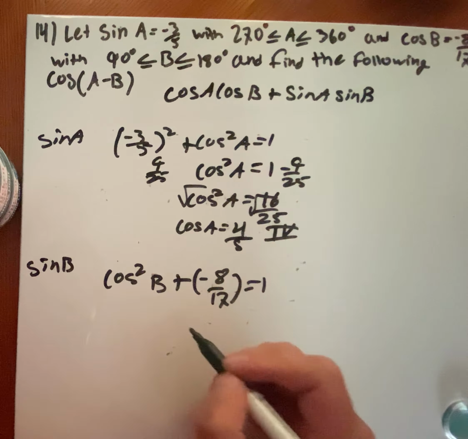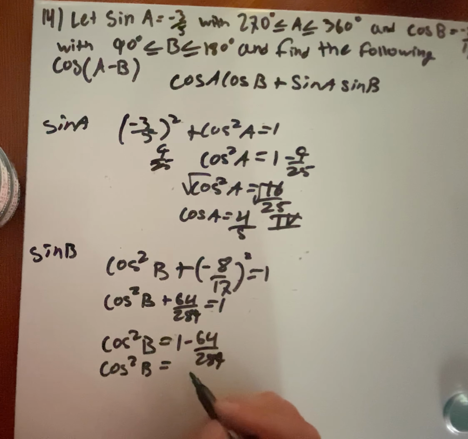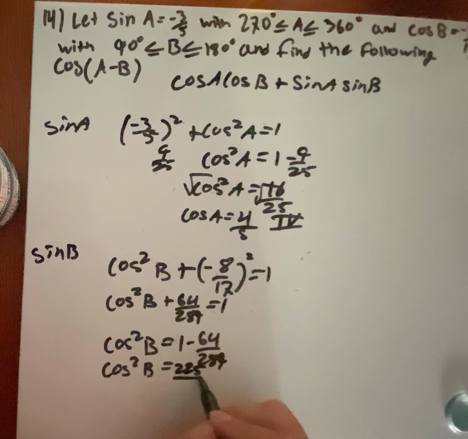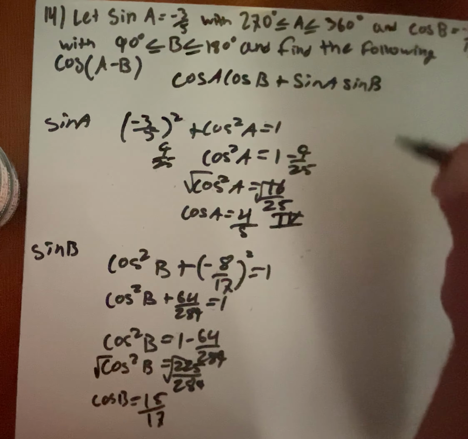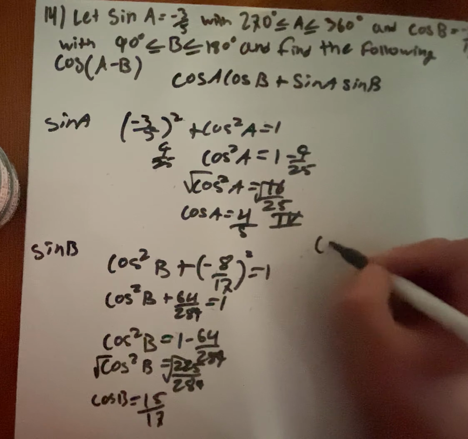So it's going to be sine squared B equals 1 minus 64/289, which then we get sine squared B equals 225/289. Square root both sides, and you get sine B equals 15/17. And then with that, we want to plug into the identity of cosine A minus B.